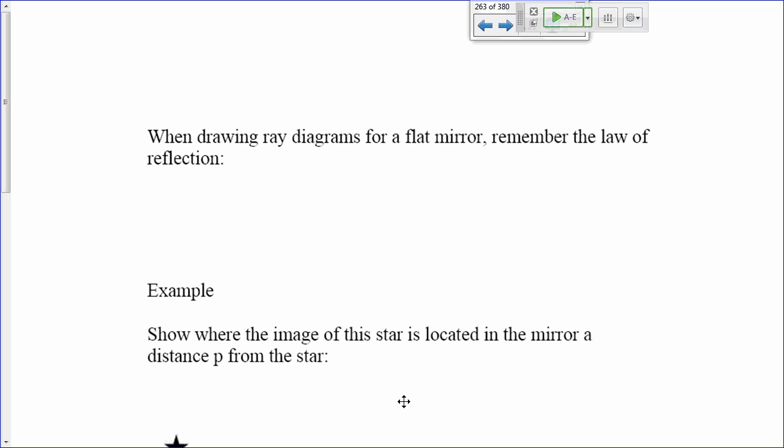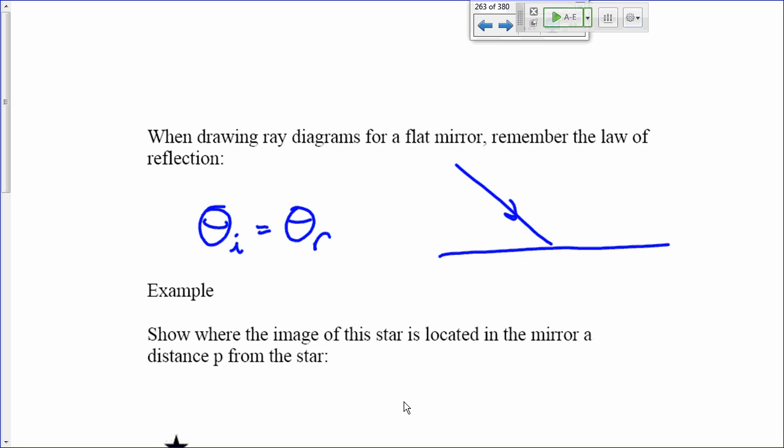When we're doing that, we're going to first just need to remember the law of reflection, and this will hold true for a flat mirror. It holds true for spherical mirrors as well, but particularly for flat mirrors, and that's just that the incident angle is equal to the reflected angle. And we just had this, so if I have a certain angle that a light ray is coming in, I'll call this theta I, and this angle, theta R, is going to equal that. So theta I will equal theta R.